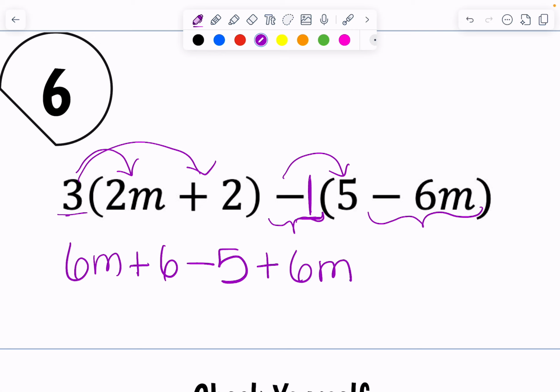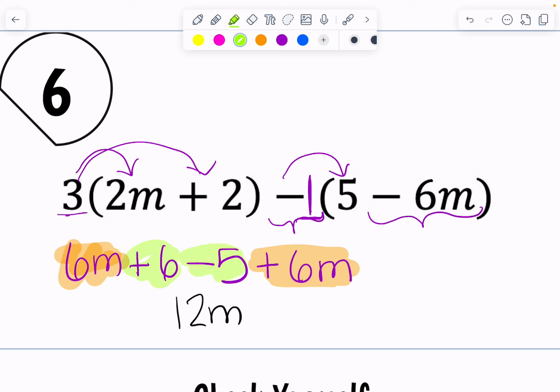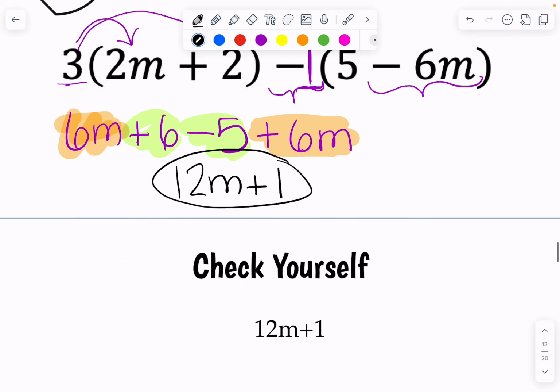I'm going to look for like terms. I see 6m and positive 6m. And so I know that those will combine to be 12m. And then I also see constants. I see a positive 6 and a negative 5. So positive 6 and negative 5 will give me positive 1. Do I have any parentheses? No. Do I have any like terms left? No. So 12m plus 1 would be my final solution there.